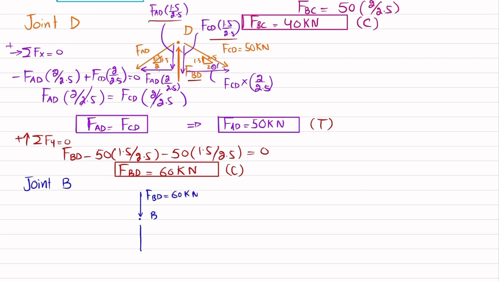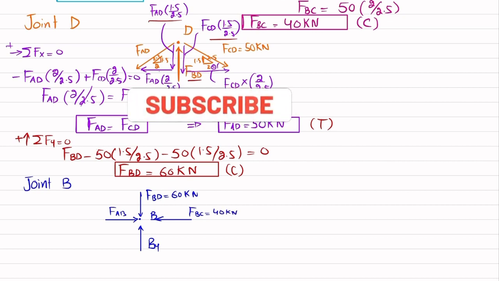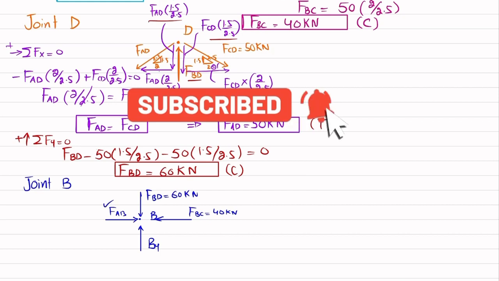You have a vertical reaction force due to the roller support, that is BY. FAB is the horizontal force that member AB exerts at point B, and FBC, which is 40 kilonewton. Now you can apply the equation of equilibrium. So only we need FAB.